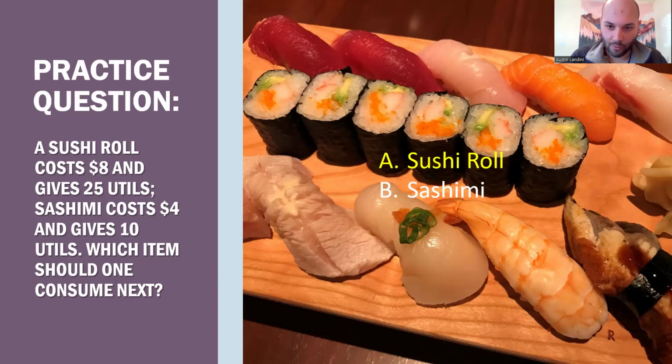Right after this consumer consumes the sushi roll, their marginal utility of the sushi roll will decrease. And so if we asked, should they purchase another sushi roll versus a sashimi, we wouldn't know. We would need to know the marginal utility of the next sushi roll after that to see if it has fallen.